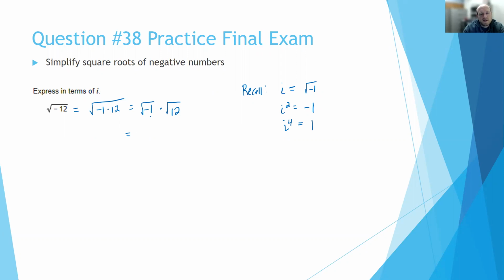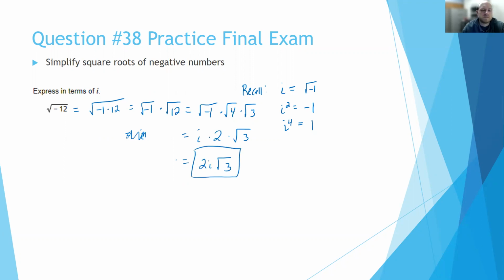And then I know now that the square root of -1 is the imaginary number i. But also, before I do that, I can also break up the square root of 12, right? Because that's the square root of 4 times the square root of 3. And so I have i times what? Well, the square root of 4 is 2, and then the square root of 3. So how I would write that is 2i times the square root of 3. So you always put the number in front of the i value. Okay, so 2i times the square root of 3.